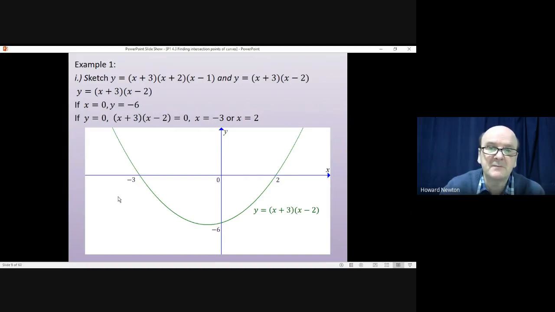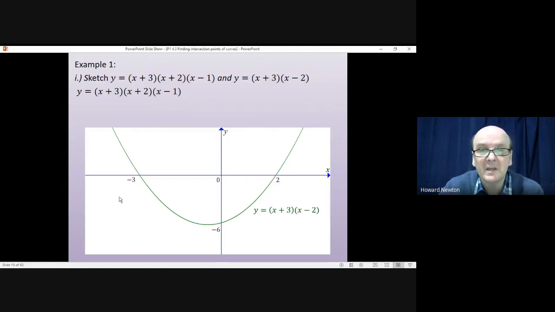Then we do the same thing for the cubic. So for the cubic, we've got 3 brackets multiplied together. We use the same method. To find the crossing point on the y-axis, we say what happens if x equals 0. If x is 0, we'll have 3 times 2 times minus 1, which gives us minus 6 again. So the crossing point for the cubic is also minus 6 on the y-axis.